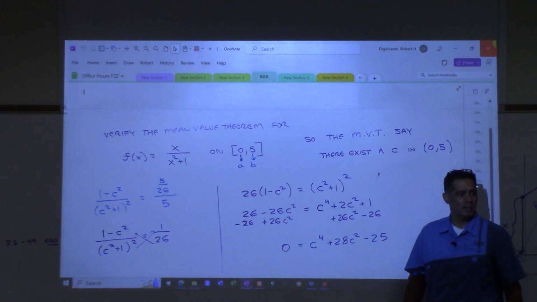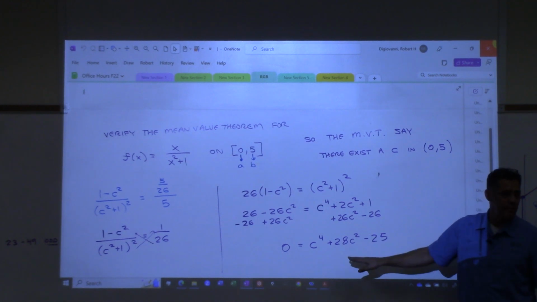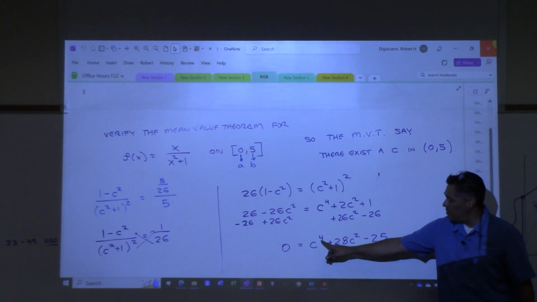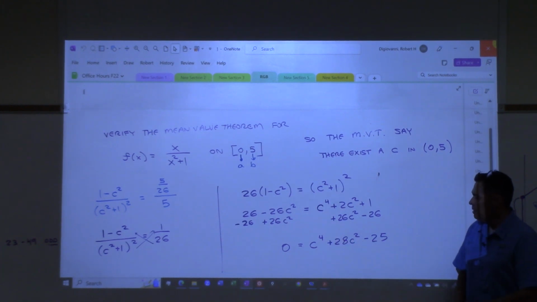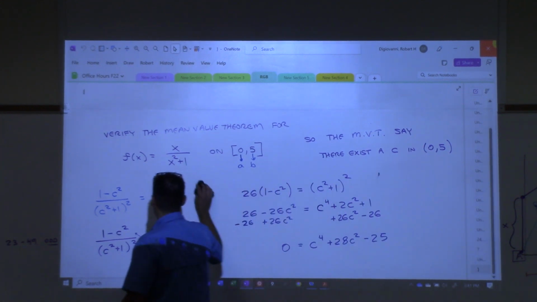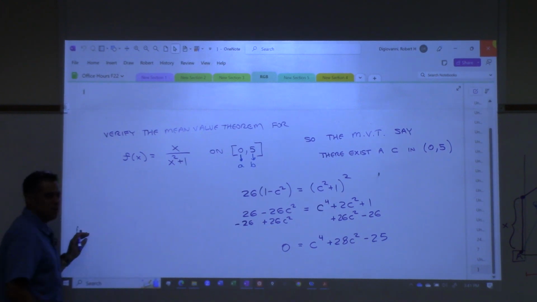You all see what I've done? Now, we could actually solve this. From college algebra, this is called a quadratic type. Because instead of squared here and first power here, we have 4th and second power. So it could still be solved using a substitution, or a U substitution.